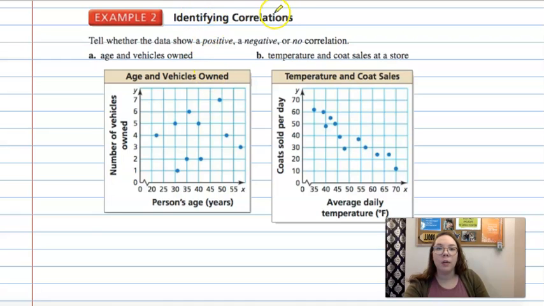Here it says identifying correlations. Tell whether the data shows a positive, a negative, or no correlation. So age and vehicles owned. So this is how old a person is and how many vehicles they've owned up until that point in their life. And if you ask me, this is kind of all over the place. Like I can't for sure say it's going up or for sure say it's going down. So I'm going to say that this has no correlation.